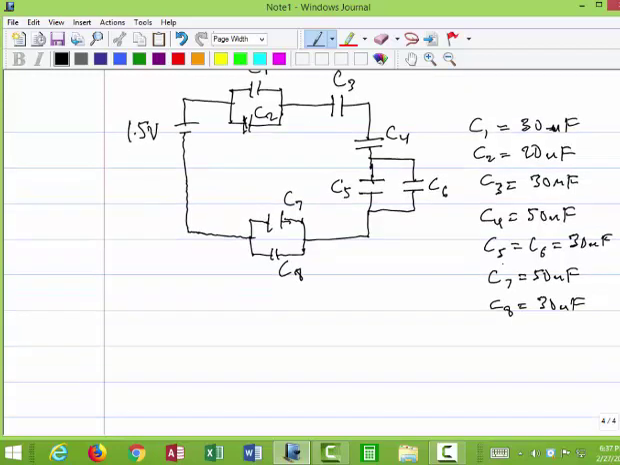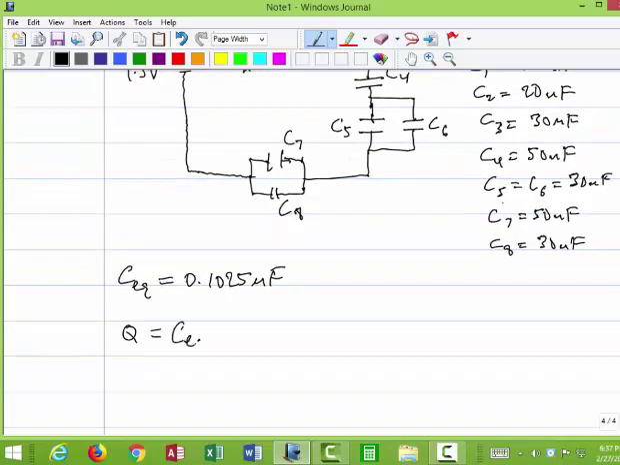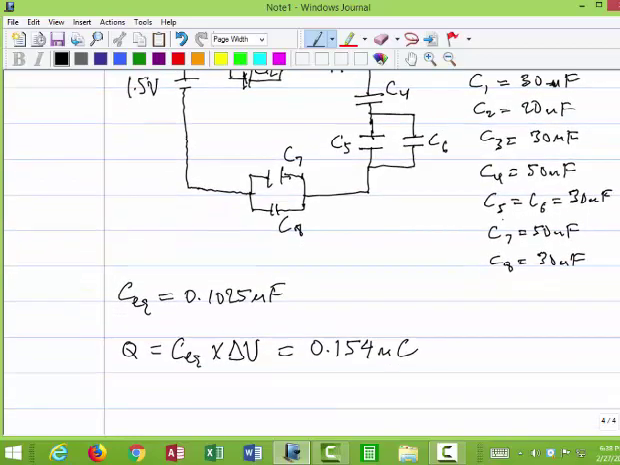So let's see. So we had C equivalent to be equal to what? 0.1025 microfarads. And then the charge on the system is 0.1537. Okay, so the charge is going to be C equivalent multiplied by delta V. So you said it's what? 0.154. 0.154, and that will be microcoulombs. Well, let's check it out. Hold on a second. Let's check it out.